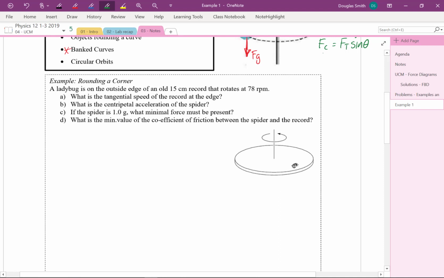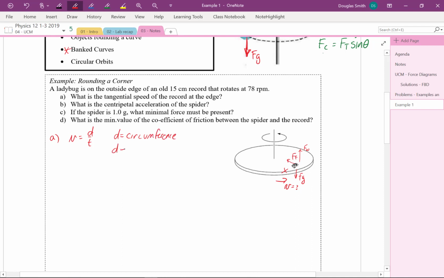Ladybug rounding the corner. This is just like the piece of plastic on a turntable example we saw in class. There's a ladybug going in a circle, and it has a force of friction towards the center, Fn up, Fg down. First question: what's the speed of the record at the edge? How fast is this thing moving? What is v? v is d over t. Distance is the circumference.